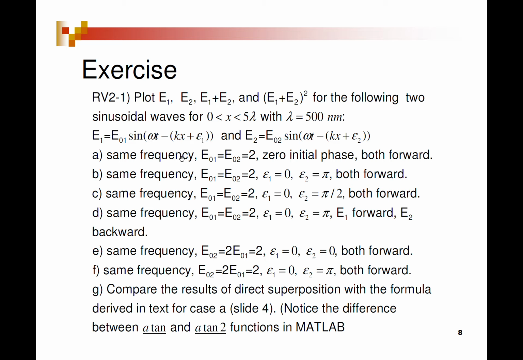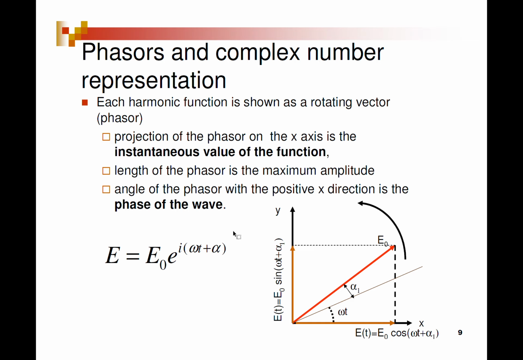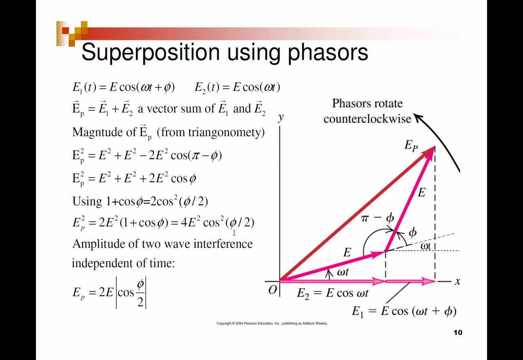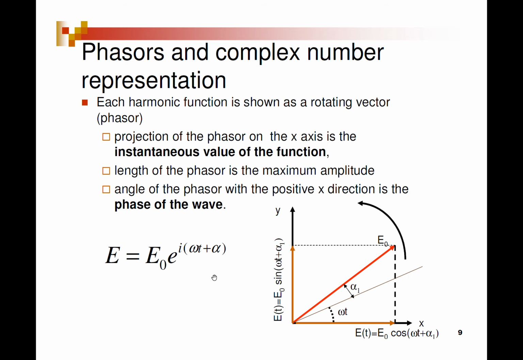So here's the exercise. You want to try that. The phasor is just a general way of representing the complex number, the phase. The amplitude is 0, and the angle is given by this one, the phase.